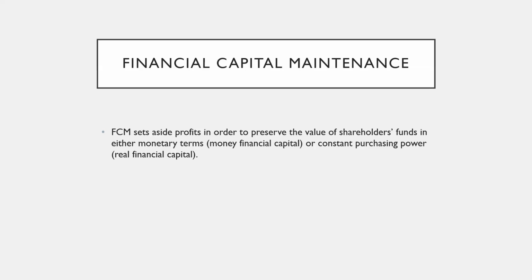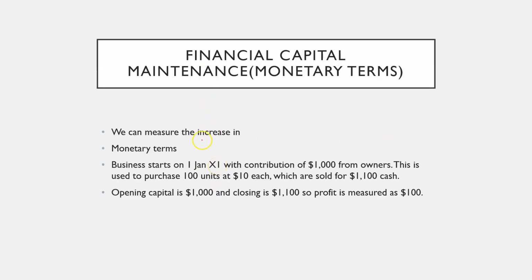And then this is the second point here. Financial capital maintenance says that there are two options. You can set aside profit in order to preserve the value of shareholder funds in either monetary or constant purchasing power. So let's see what they're saying here. We can do it in two ways: pure monetary terms, which is not real, it's just a monetary item. You can talk about maintenance in that, or really real, which is what you probably want to think about it in.